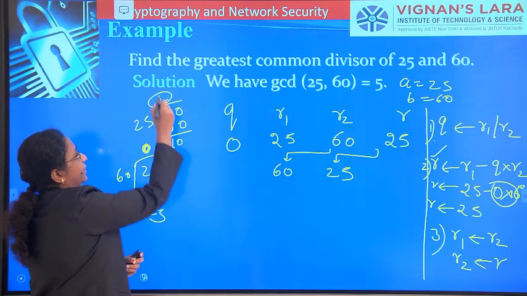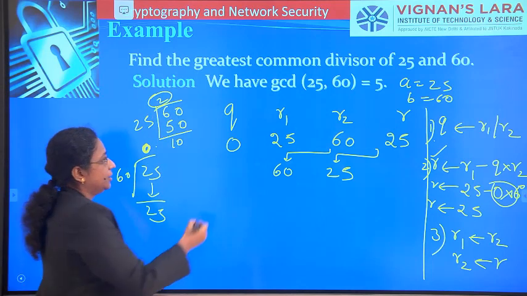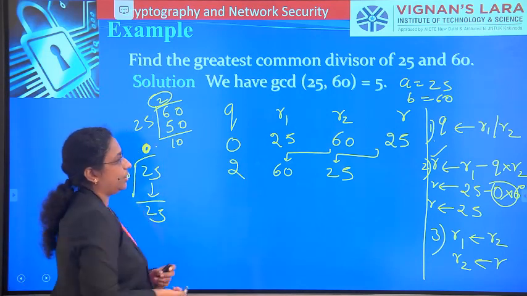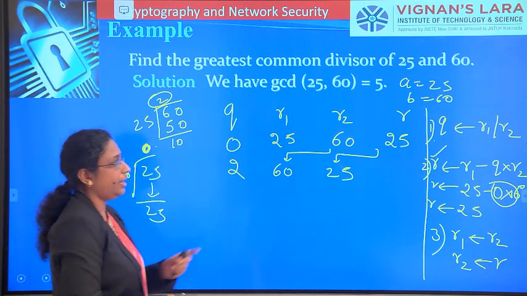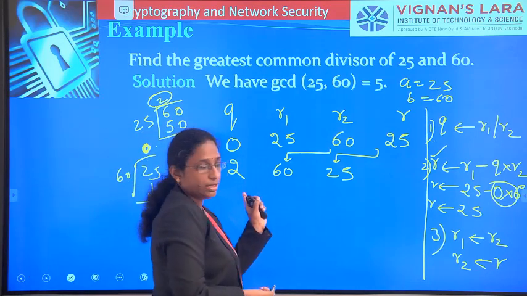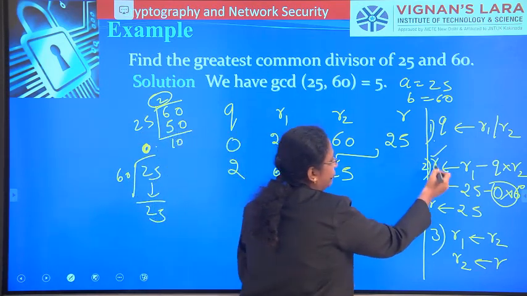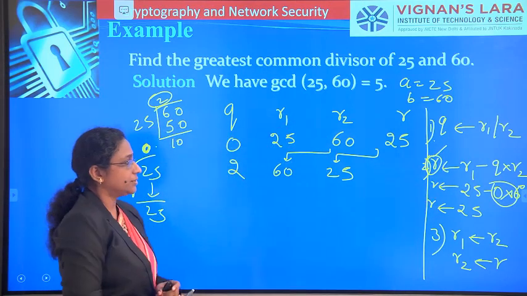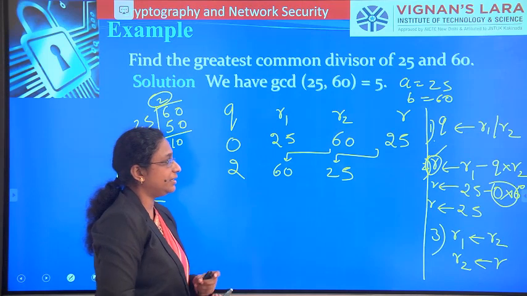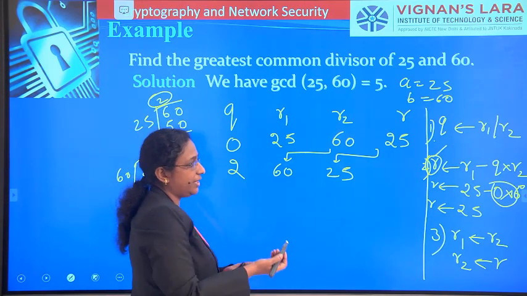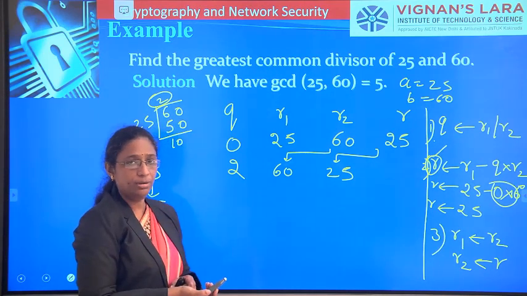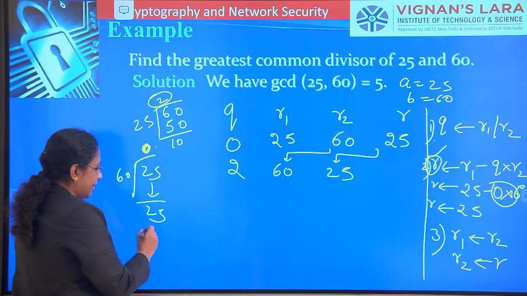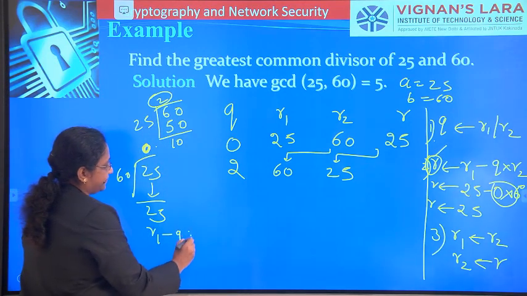So here we have to take the quotient, which is equal to 2. After getting the quotient, what next do you have to do? You have to calculate the remainder, where remainder equals R1 minus Q into R2.